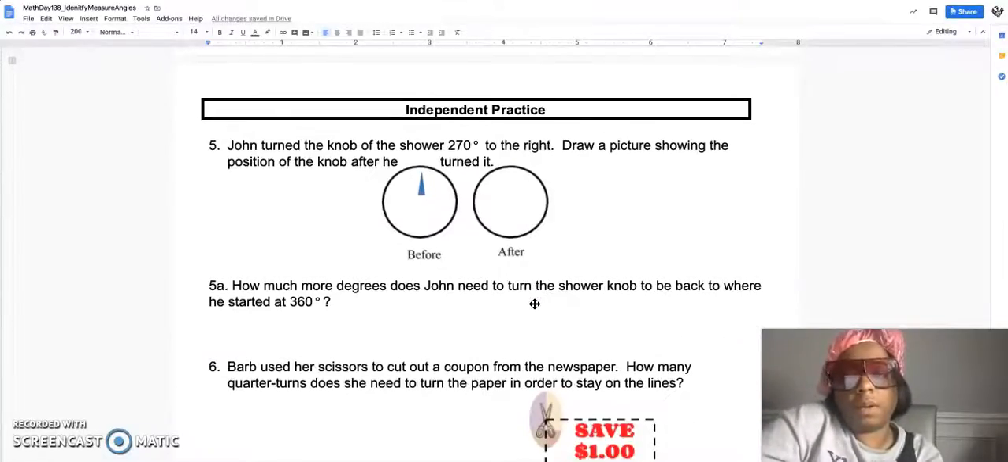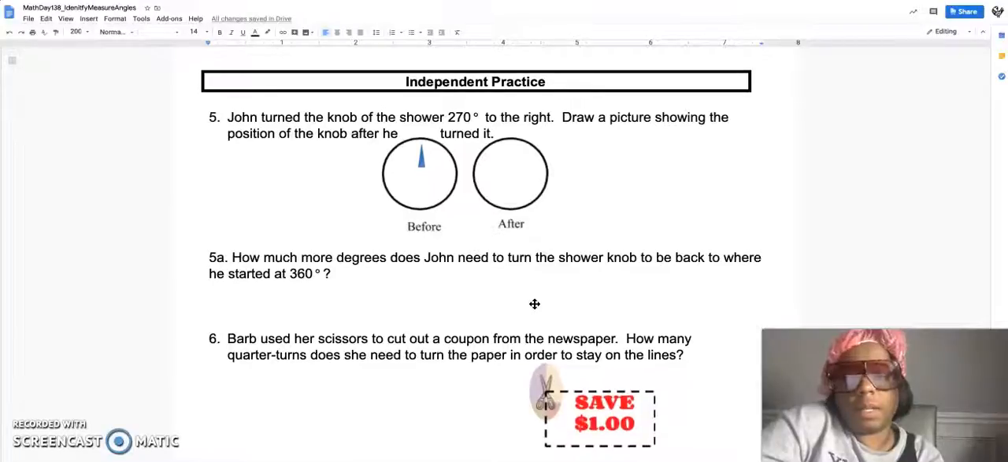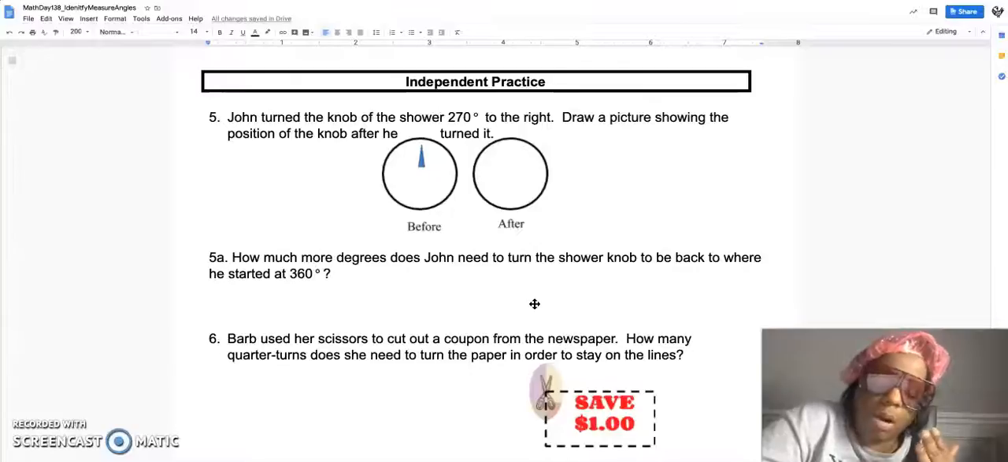Now, we're moving on to the independent practice. A lot of the things that we learned in class are here in the independent practice. If you need to, you can pause the video, go back, listen to my directions, and you should be able to answer the questions on your own.